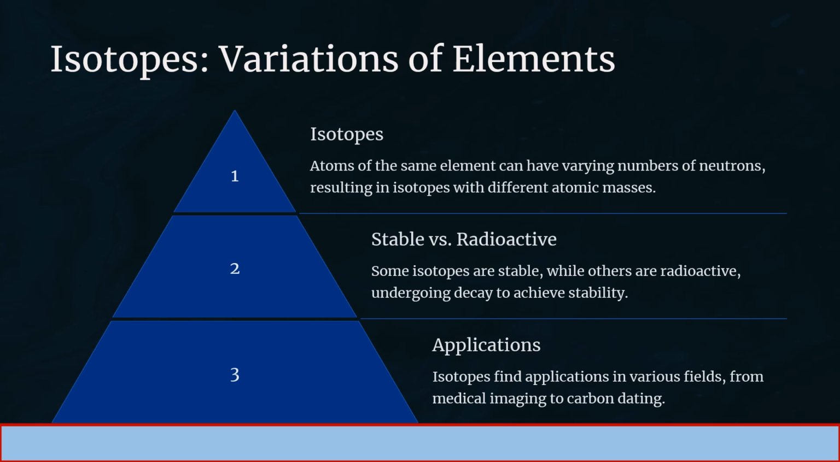In medicine, radioactive isotopes are key in imaging techniques like PET scans, helping doctors see inside the body. In archaeology, isotopes like carbon-14 are used to determine the age of ancient artifacts through carbon dating. Whether stable or radioactive, isotopes play crucial roles in both science and everyday life.